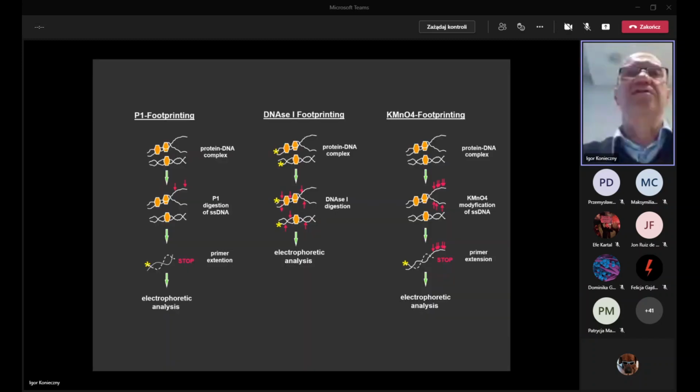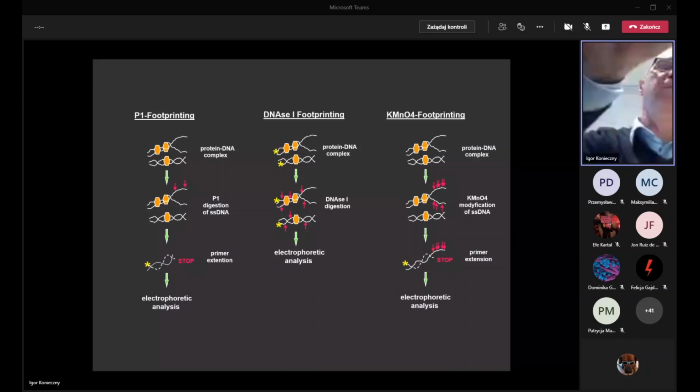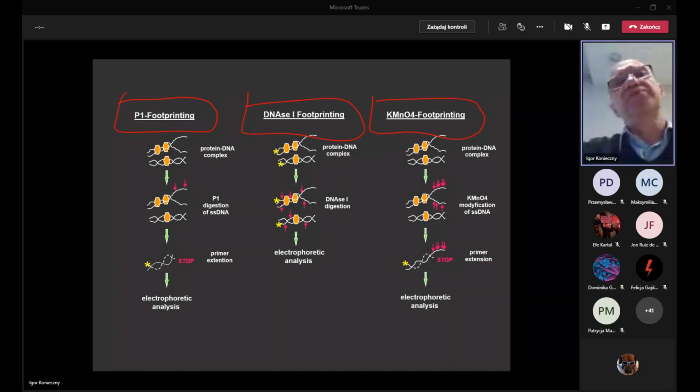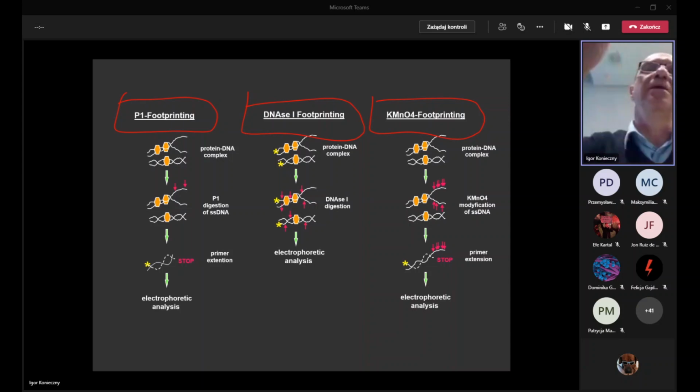Okay, and this is just for you to be able to compare different footprinting methodologies and what those methods could be used for. So P1 and potassium permanganate for identification of single-stranded parts of chromosomes, and DNase I footprinting for identification of protein interactions with DNA.